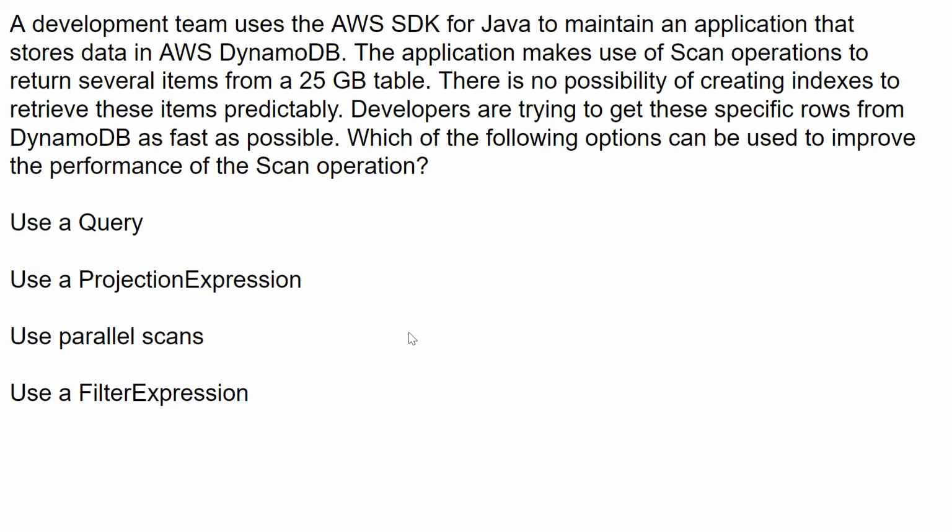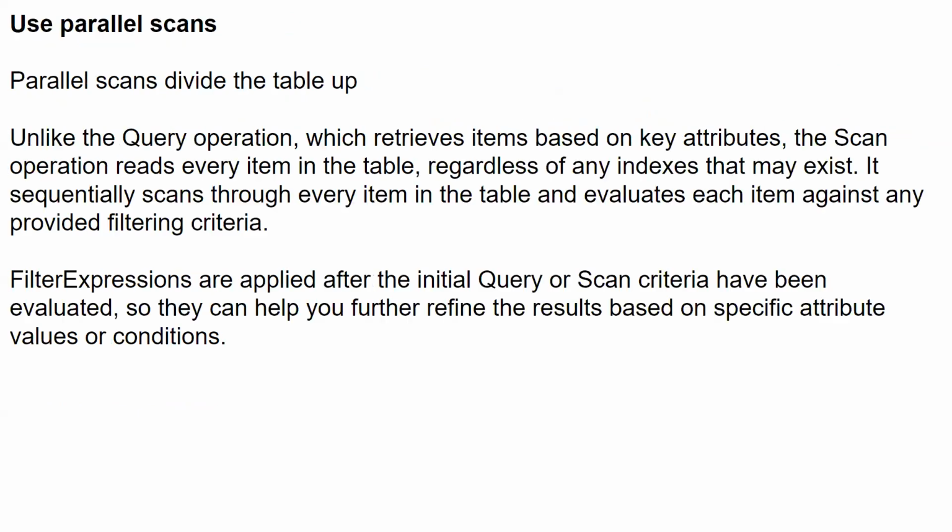A development team uses the AWS SDK for Java to maintain an application that stores data in DynamoDB. The application makes use of scan operations to return several items from a 25 gigabyte table. There's no possibility of creating indexes to retrieve these items predictably. Developers are trying to get these specific rows from DynamoDB as fast as possible. Which of the following options can be used to improve the performance of the scan operation? Use a query, use a projection expression, use parallel scans, use a filter expression.